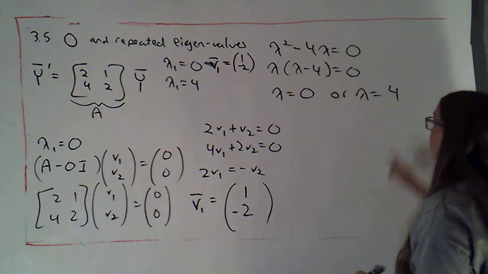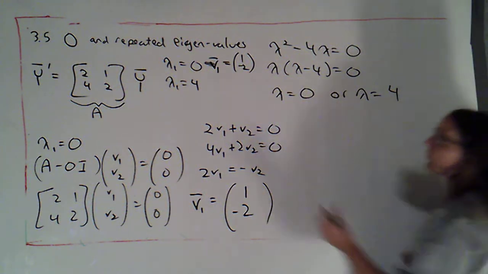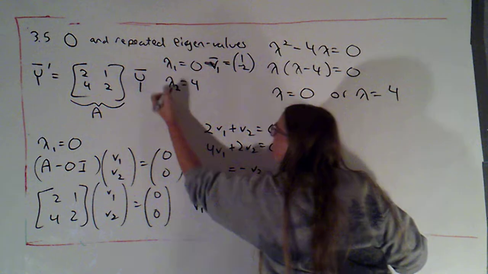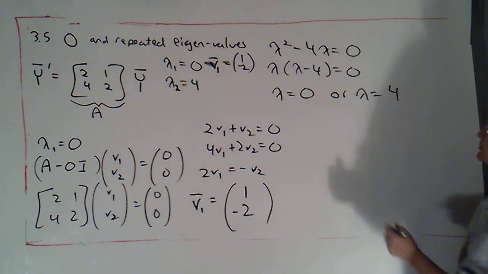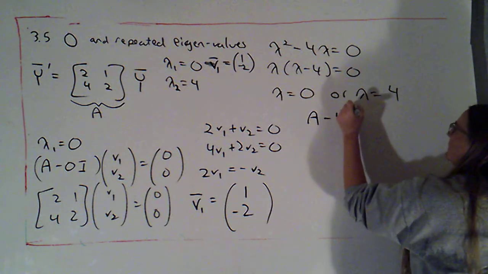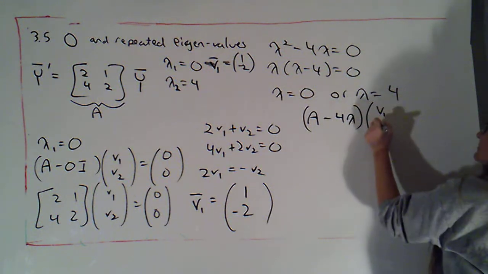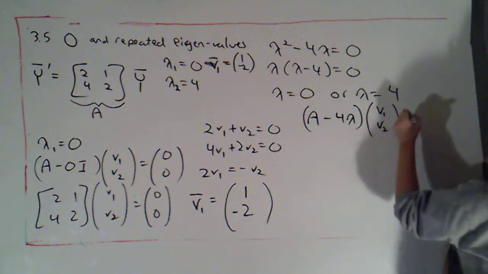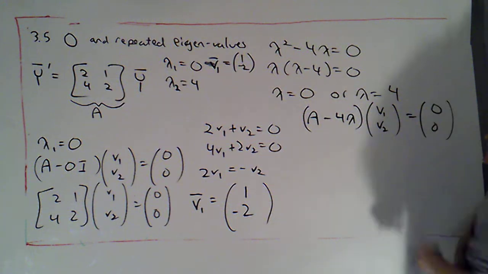Now let's find one for lambda equals 4. And I'm sorry, I wrote lambda 1 equals 4. That should be lambda 2 equals 4. So now we're looking at A minus 4I times some vector. I'm just going to recycle the variables v1, v2 equals 0, 0.